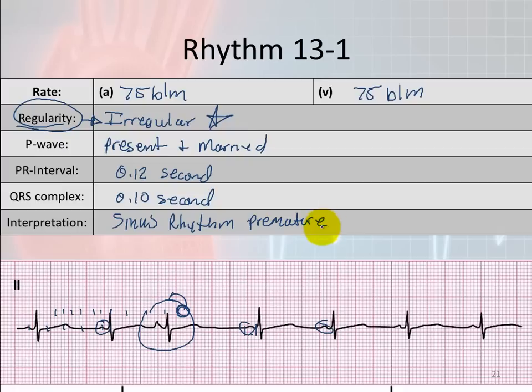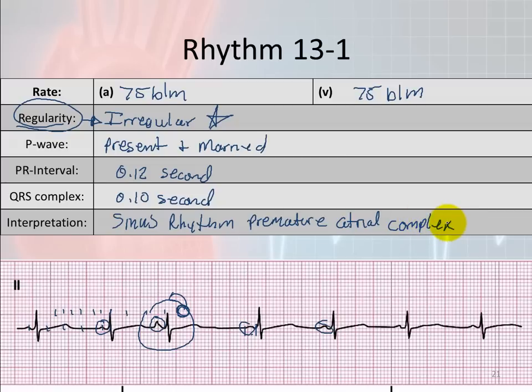Is it atrial, junctional, or ventricular? Well, we're covering atrial, so we all know what the answer is. But what you want to do is look at the P wave here. It still occurs in a normal PR interval. And look at the QRS complexes. All of the QRS complexes are the same, even in this anomaly right here. So we know that because the P wave is different and the QRS is normal, it's an atrial complex. But we're not done yet.